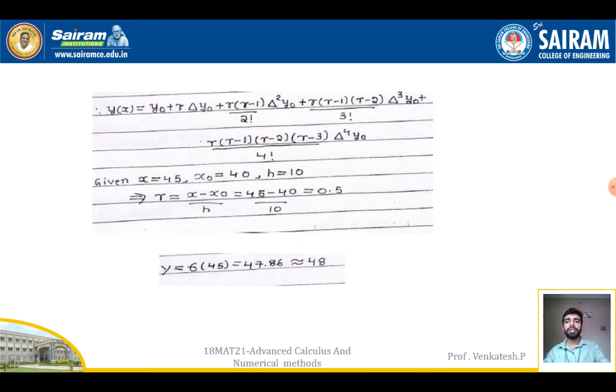Take the formula first, that is y of x is equal to y naught plus r delta y naught, plus r into r minus 1 by 2 factorial delta square y naught, plus r into r minus 1 into r minus 2 by 3 factorial delta cube y naught, plus r into r minus 1 into r minus 2 into r minus 3 by 4 factorial delta fourth y naught. Now we have to find the value of r also. Since x naught is 40, r will be 45 minus 40 by 10, so it will be 0.5. I got the value of f of 45 as 47.86. Approximately I can take 48 students. So after replacing all the values in the formula, I get that 48 students will be scoring marks up to 45.